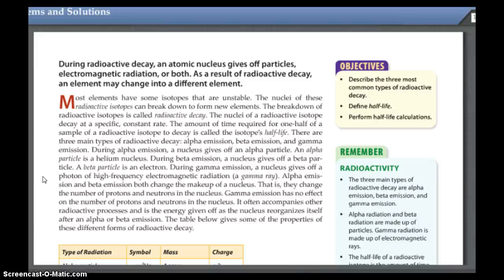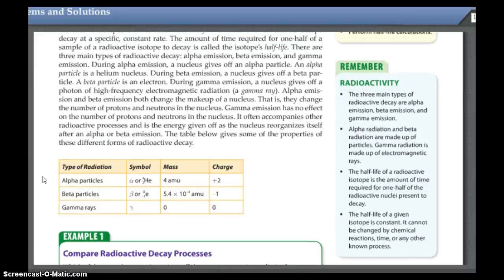Alpha emissions and beta emissions both change the makeup of the nucleus. That is, they change the number of protons and neutrons in the nucleus. Gamma emission has no effect on the number of protons and neutrons in the nucleus. It often accompanies other radioactive processes and is the energy given off as the nucleus reorganizes itself after an alpha or beta emission. The table below gives some of the properties of these different types of radioactive decay.